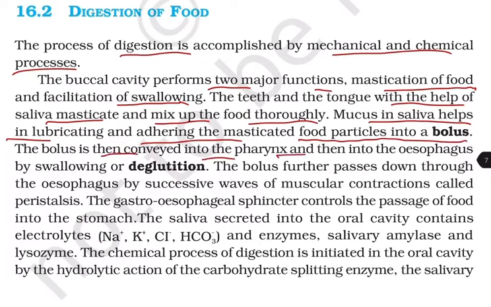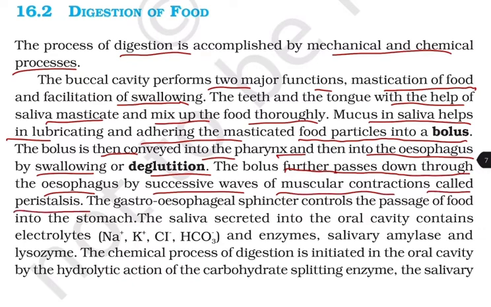The bolus is then conveyed into the pharynx and then into the esophagus by swallowing or deglutition. The bolus further passes down through the esophagus by the successive waves of muscular contraction called peristalsis. The gastroesophageal sphincter controls the passage of food into the stomach.